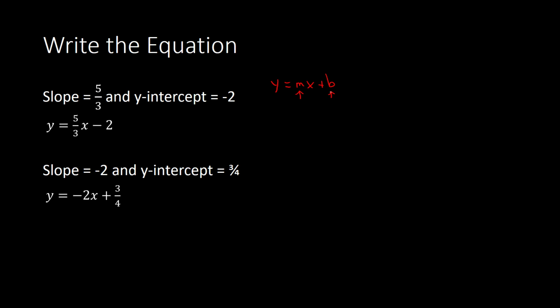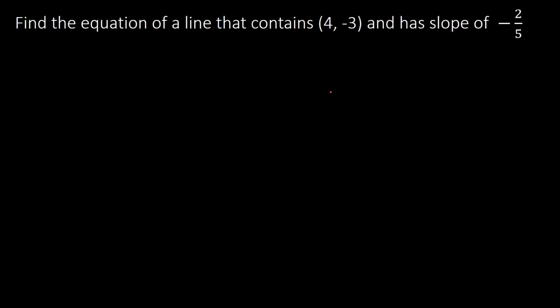Now let's jump into a level 2 difficulty. Here we're trying to find the equation of a line that contains a point, the point 4, -3, and has a slope of -2/5. Well, we know that the equation can be written in the format y equals mx plus b. And m is the slope. Well, we have the slope already. The slope is -2/5. So in place of that m, I can put in -2/5.